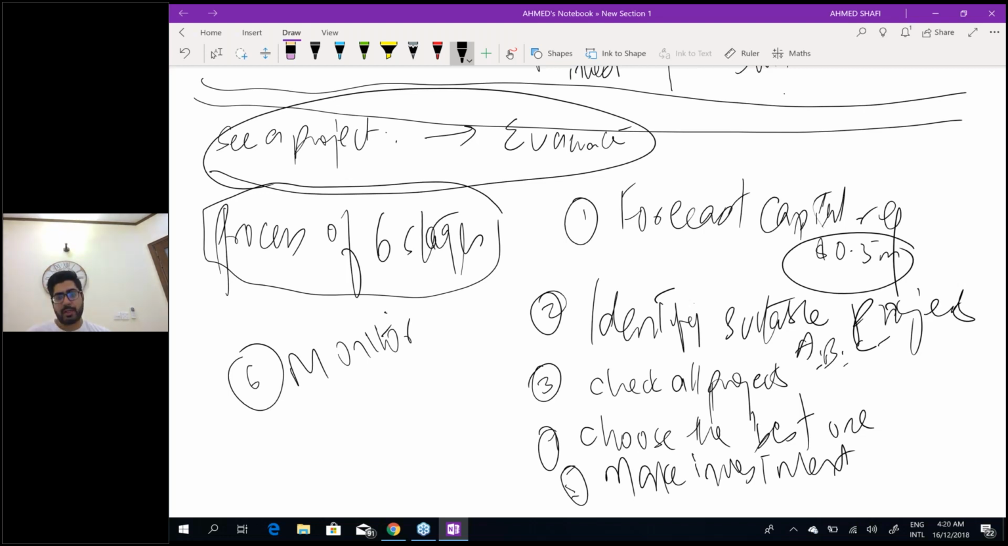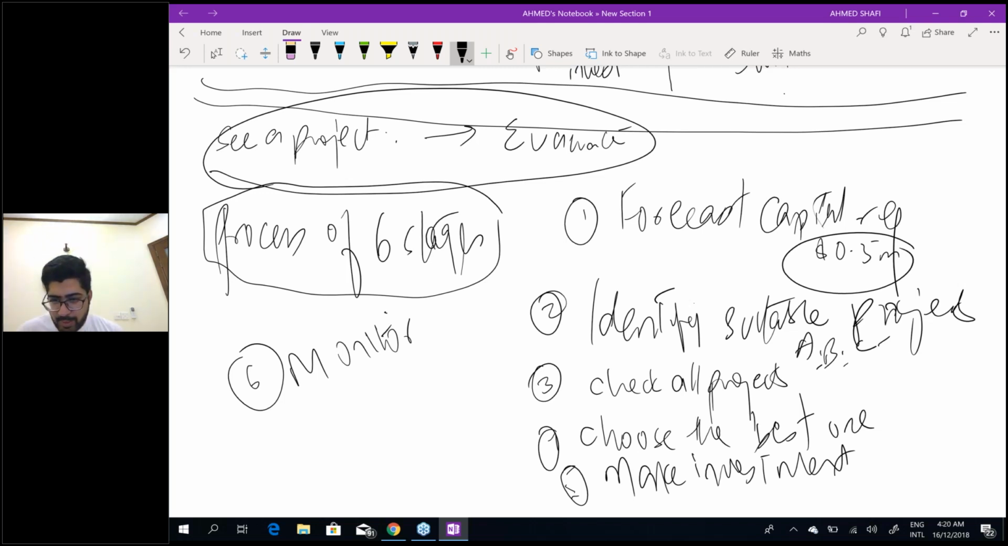First, forecast capital requirements. The objective of this step is to find spare funds, identify suitable projects, find all those projects which fall under the range of those funds, check which project is giving the highest returns, select the best one and send it to senior management for final approval. Once you receive approval, make the investment, and then regular monitoring and supervision needs to be done.